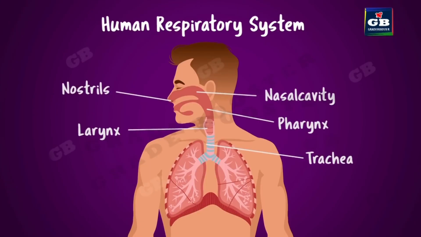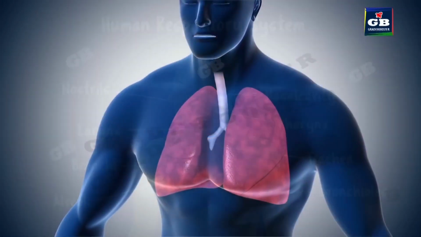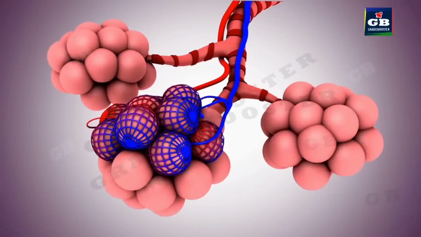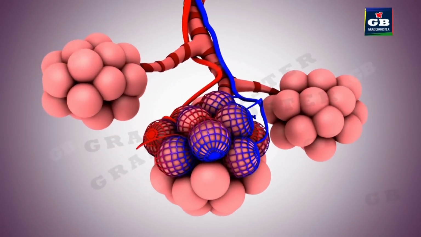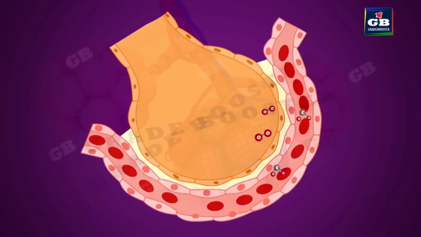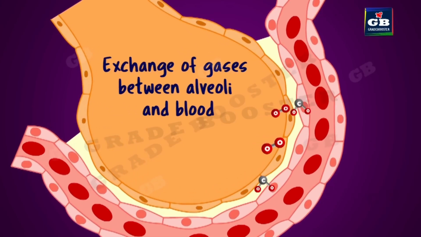Windpipe divides into two branches. These branches are called bronchi. They are further divided into fine branches called bronchioles. Finally, these bronchioles are attached to small balloon-like structures. These balloon-like structures are called alveoli. The wall of the alveoli has a network of blood capillaries. Here the exchange of gases takes place between the blood and alveoli.